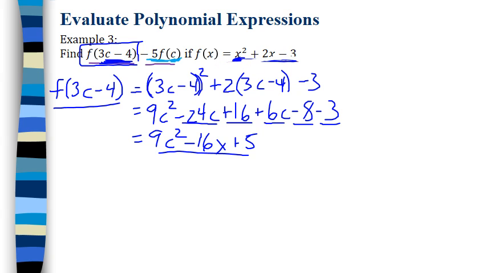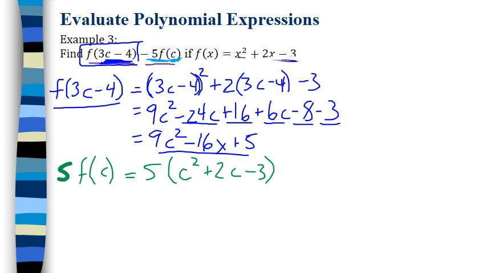Okay, so up next, we need to do 5 f of c. Okay, so that means I'm going to multiply by 5 the function when x is c. So in parentheses, c squared plus 2c minus 3. Go ahead and distribute the 5. So 5c squared plus 10c minus 15. And so that's my simplified form of this part right here.